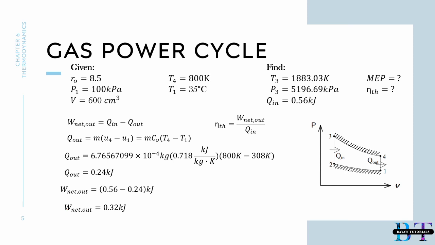Now we can finally solve for our thermal efficiency with 0.32 kilojoules of our work out all over our Q in at 0.56 kilojoules. And we'll have 0.57 multiplied by 100, so we have 57% efficiency.